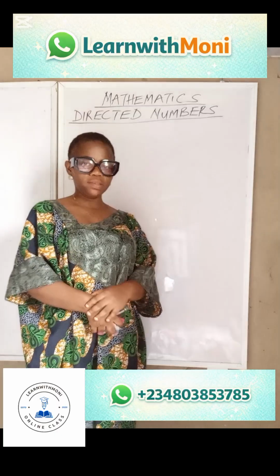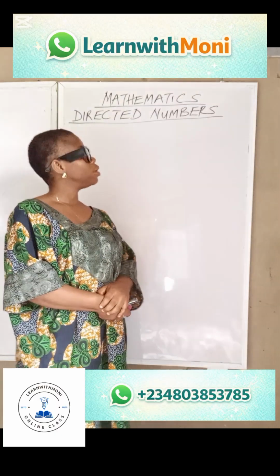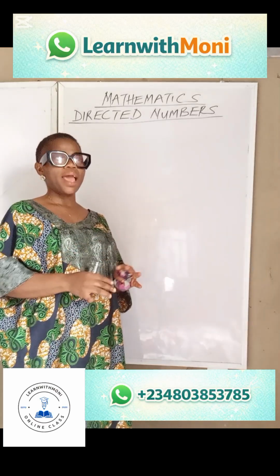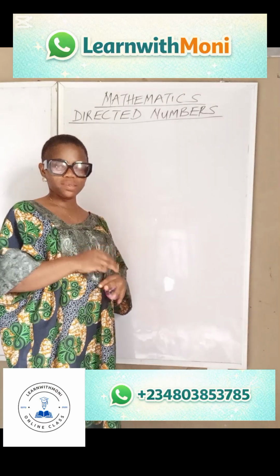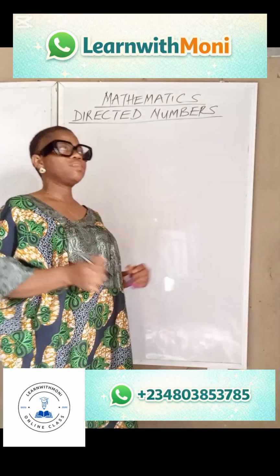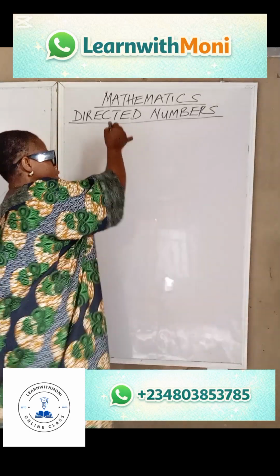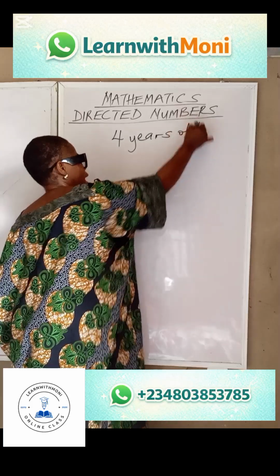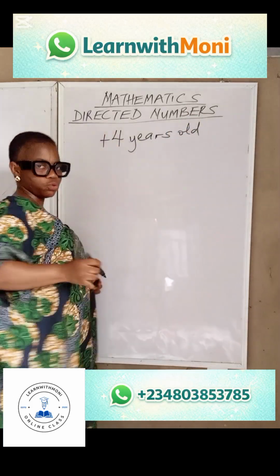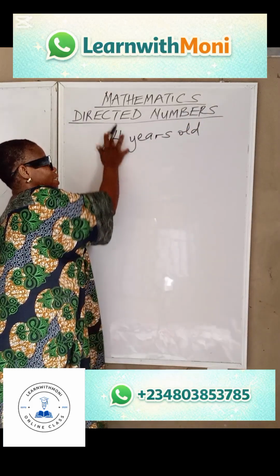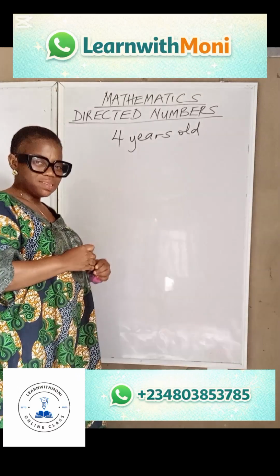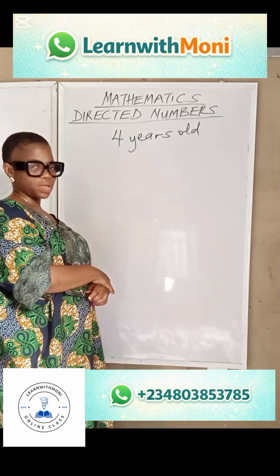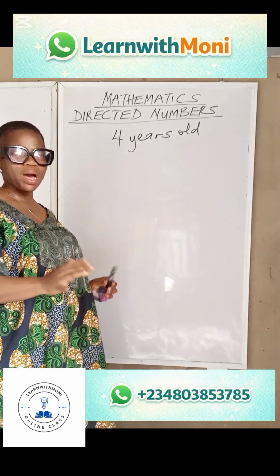Our topic for today is directed numbers. Directed numbers are numbers that have signs. Every number has a sign, even when the sign is not written. For example, if I say I am 4 years old, what I have said in essence is I am plus 4 years old. When you don't see any sign in front of a number, it means there is actually an invisible positive sign in front of that number. So every number has a sign.